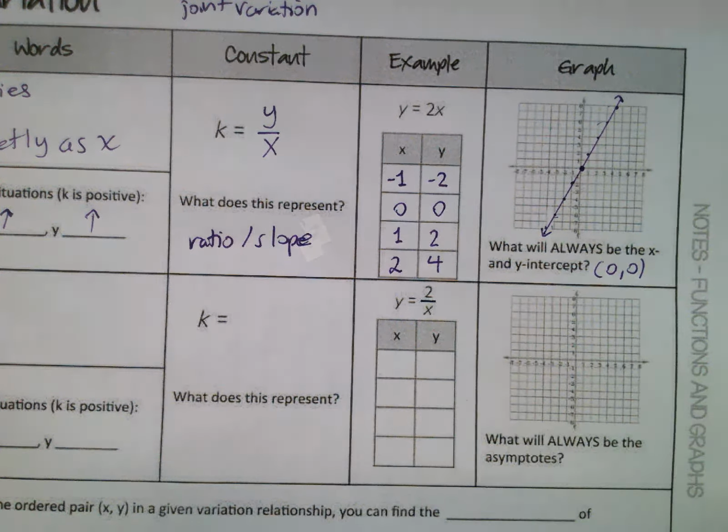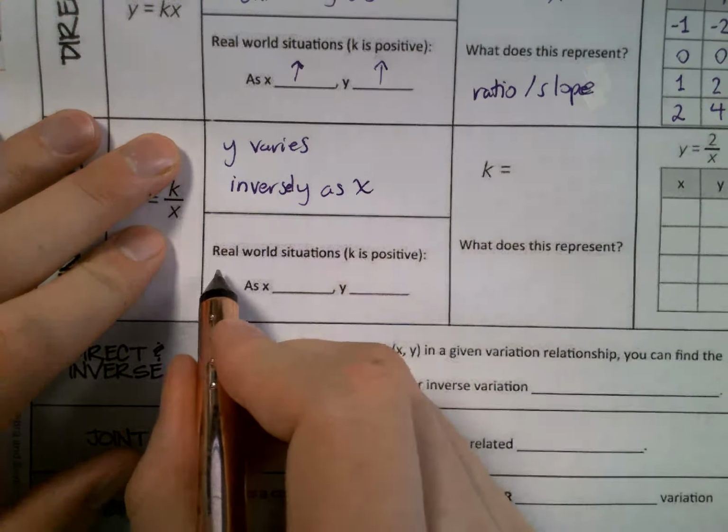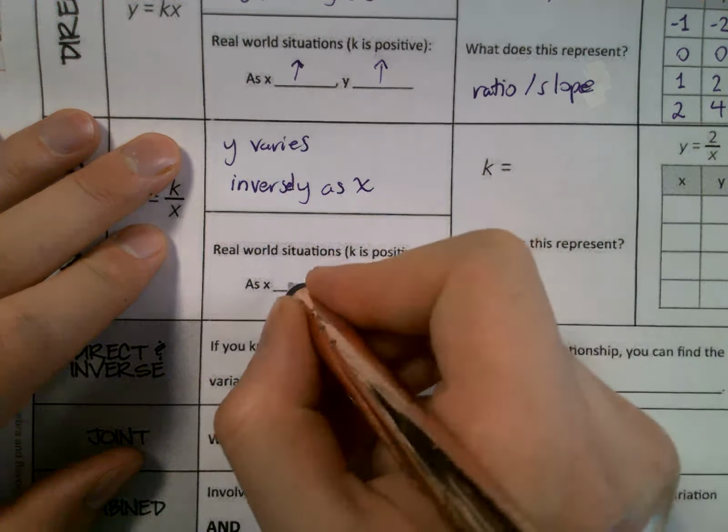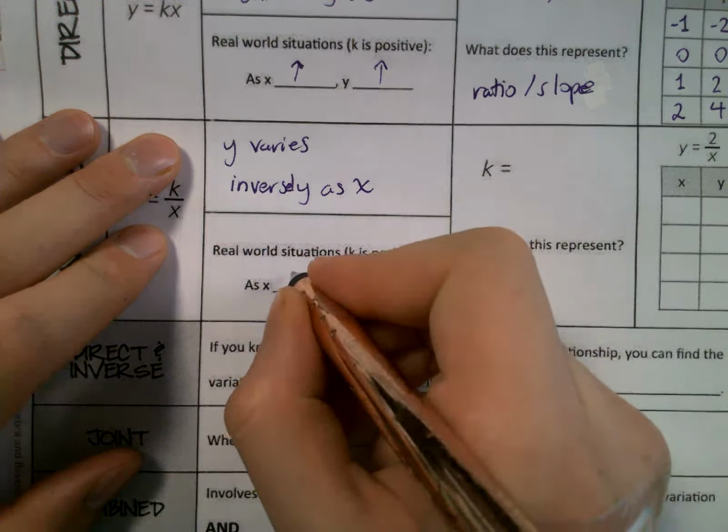Now, let's talk about its contrast. In contrast, or comparison, or inverse, y equals k over x. So for that, y varies inversely as x, meaning that in real world situations, when k is positive, as x increases, y decreases. Solving for k, we multiply both sides by x. That means it is a product.